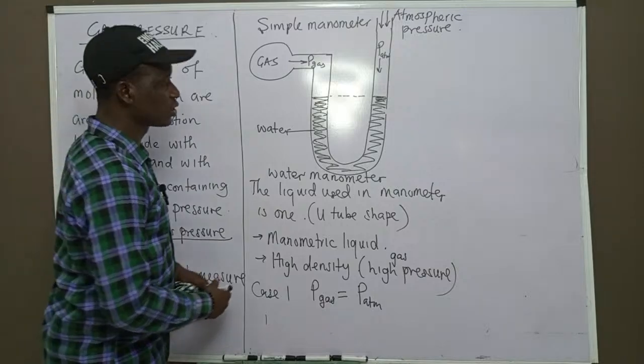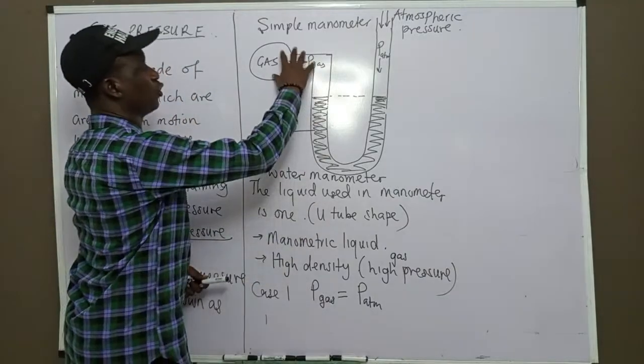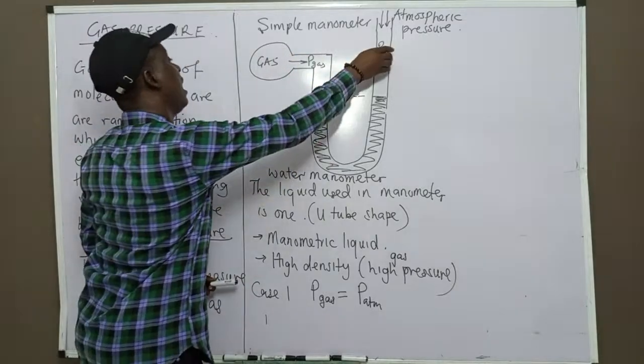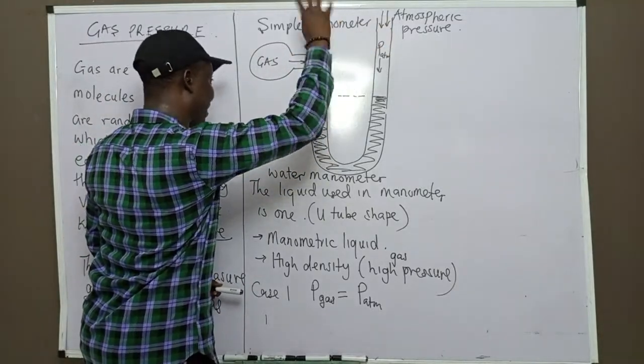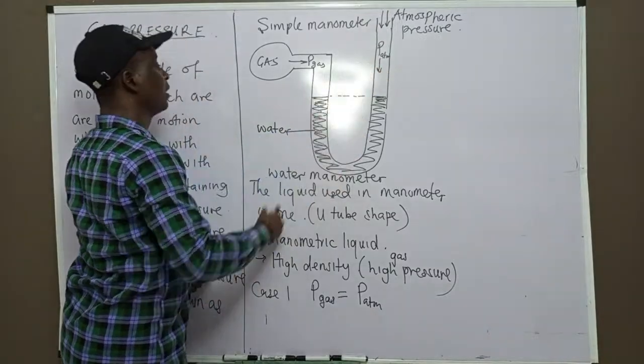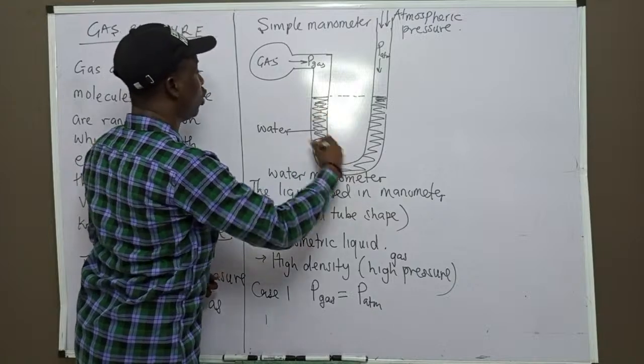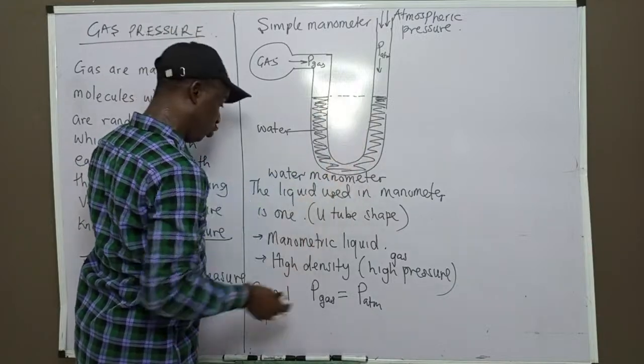Now, as I was saying, if the gas pressure supplied by the gas and the atmospheric pressure supplied by the atmosphere are the same, that means there will not be a difference in the level of the water on both sides of the U-tube.